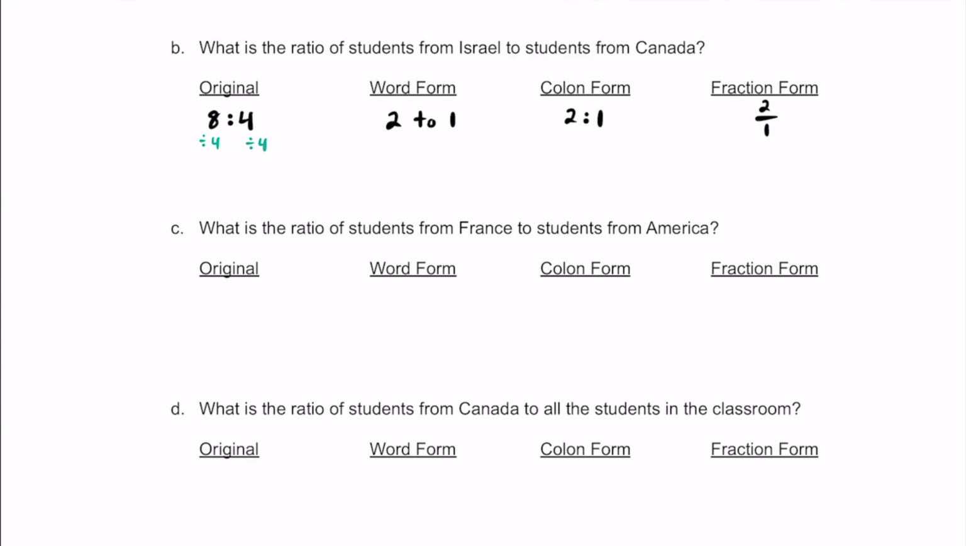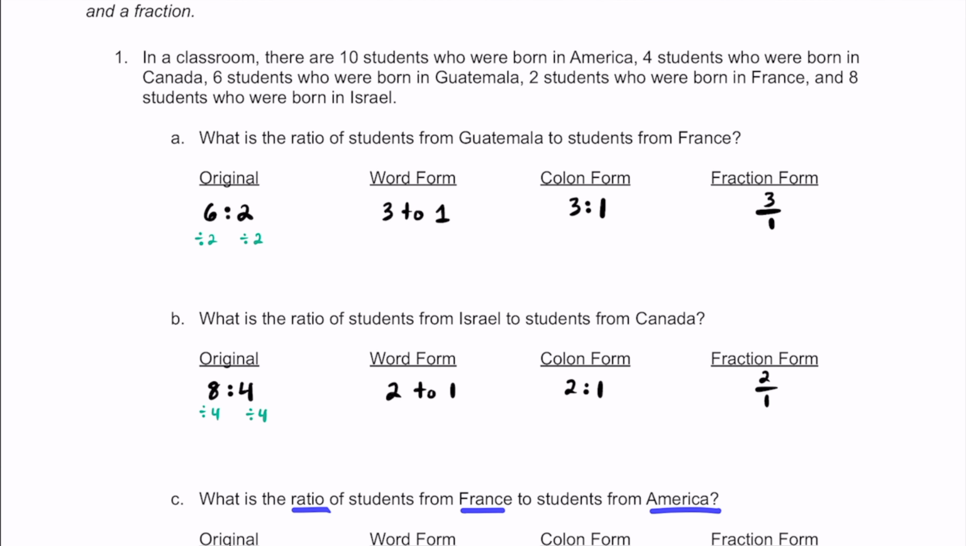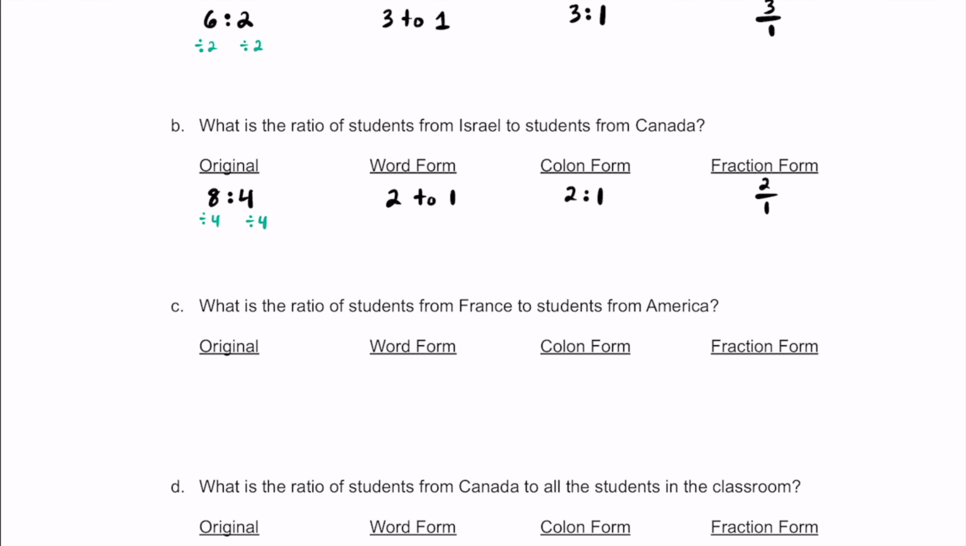So for part C, we're being asked the ratio of students from France to America. So let's look here. For students from France, it looks like we have 2, and for students from America, it looks like it's 10. So we have a ratio of 2 to 10. Let's write that original ratio down of 2 to 10.